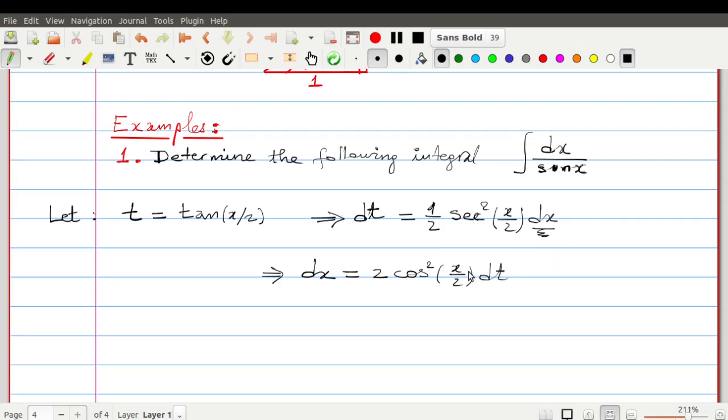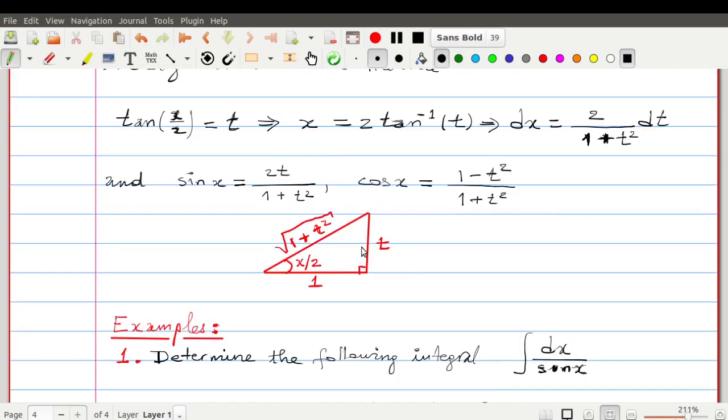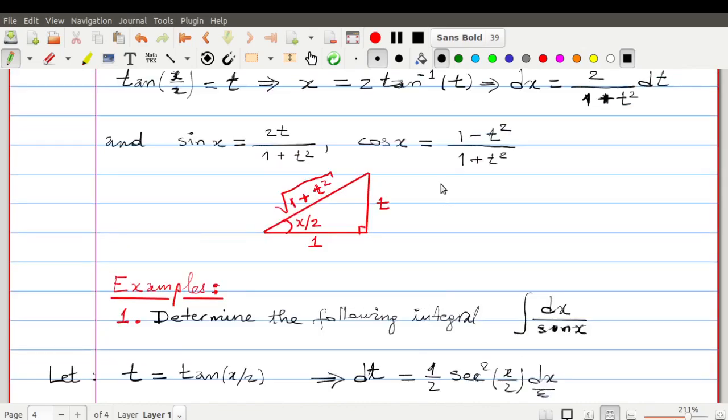And we know what our cosine square x by 2 is. Or actually, from the above here, if we square this expression, we have this expression.